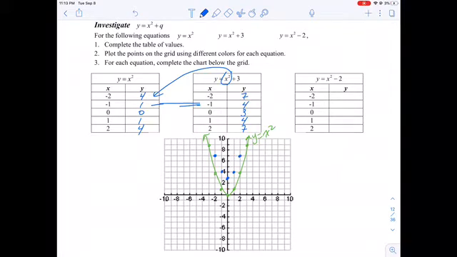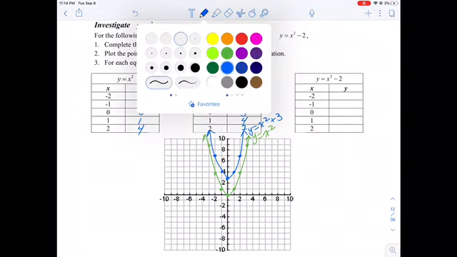So what's happened to our graph? The whole function has moved up 3. We can see that on our graph. And the whole thing is the exact same shape. It might look a little skinnier just because we have a smaller portion of it, but it's the same shape. This is our y equals x squared plus 3. And now let's look at the next one.